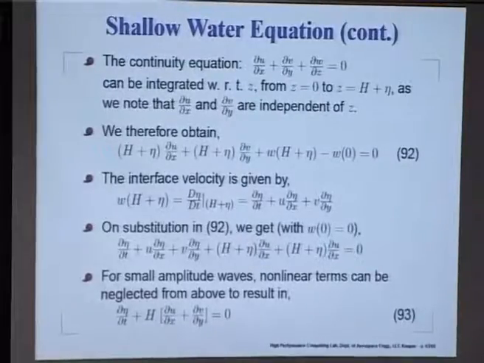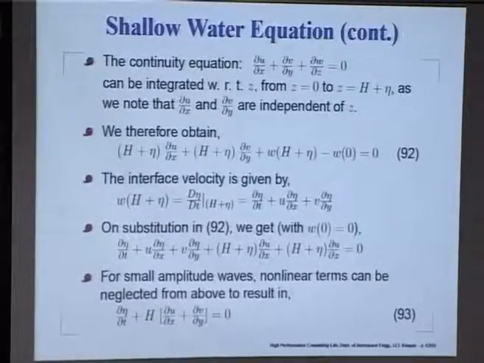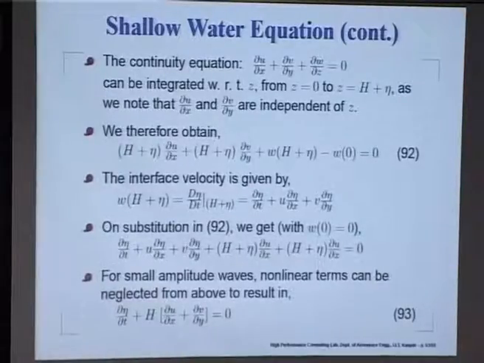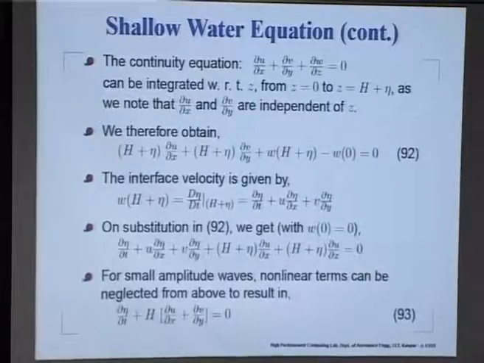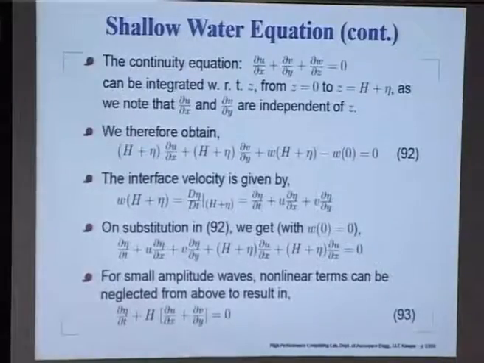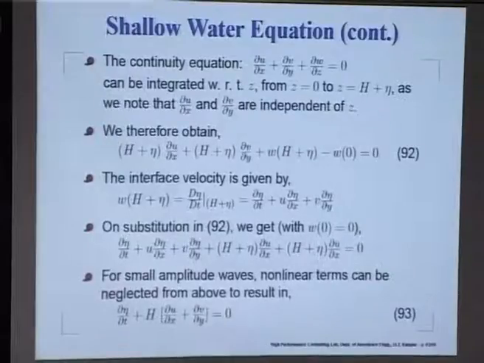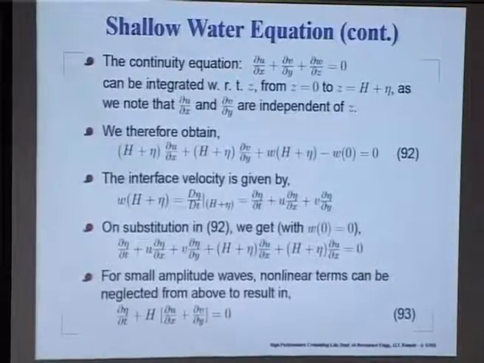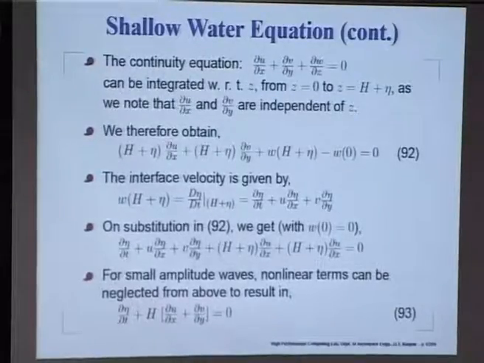Okay. So, if we are looking at small amplitude waves, we can neglect nonlinear terms. Nonlinear terms are these ones: u del eta del x, v del eta del y, eta into del u del x, eta into del v del y, and if we ignore them, this is what we get. So, what you are seeing, equation 93, is nothing but your altered mass conservation equation for the shallow water equation, right. So, this is a simplification that has been brought about.